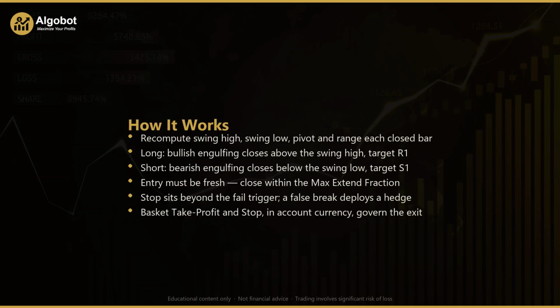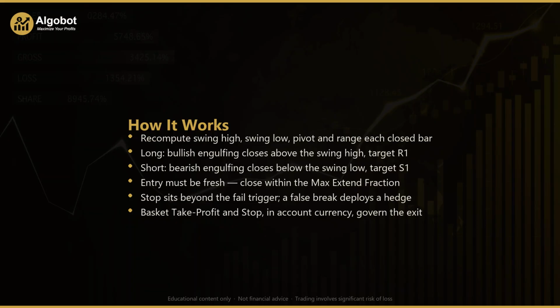Let's walk through the mechanics step by step. The strategy only hunts for a new setup when it's completely flat, with no open positions. On each freshly closed bar, it recomputes the swing high, the swing low, the central pivot, and the range, which is simply the high minus the low. Every buffer in the system is measured as a fraction of that range, so nothing is tied to a fixed pip value. For a long entry, 3 conditions must line up.